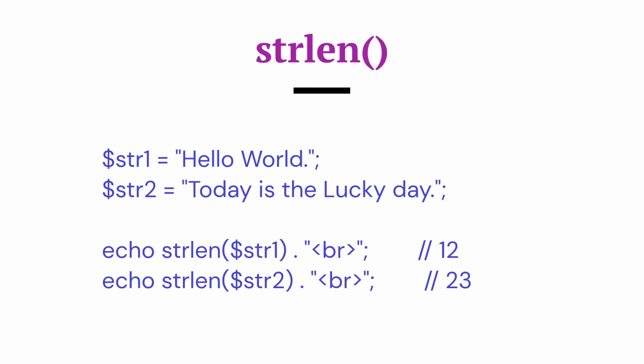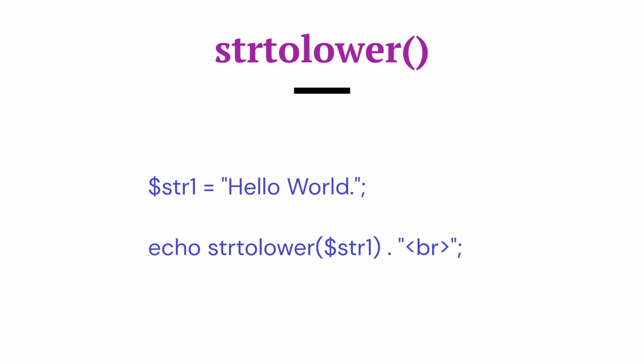Strlen function measures the length of a string and returns it. In these examples, the length of the strings is displayed. Strtolower function converts the string to lowercase or small letters. The string HELLO WORLD will be displayed as hello world.